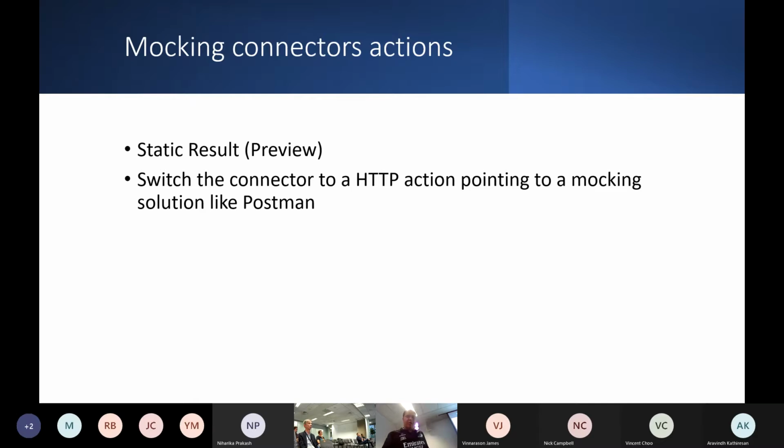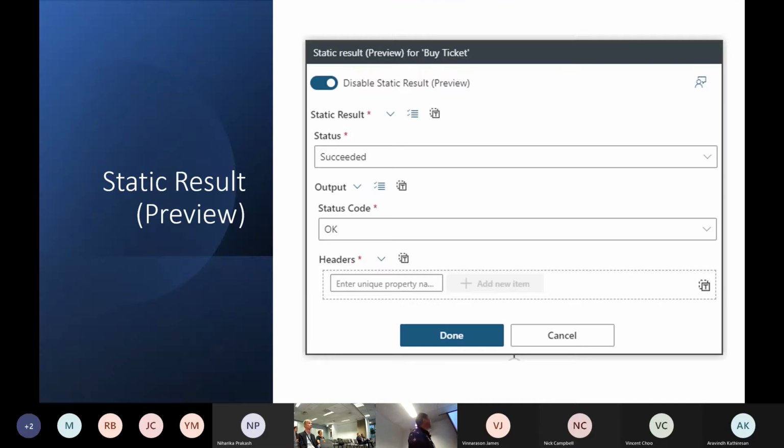The other thing we can do is work with the static preview. Let's say you have an action, and that action is going to call SAP, Dynamics, a database, whatever. Instead of letting the action actually call the backend system, you can enable the static results. It's going to give you these properties, status code, and somewhere we have the body available as well. So I can specify exactly what I want to happen in that execution.